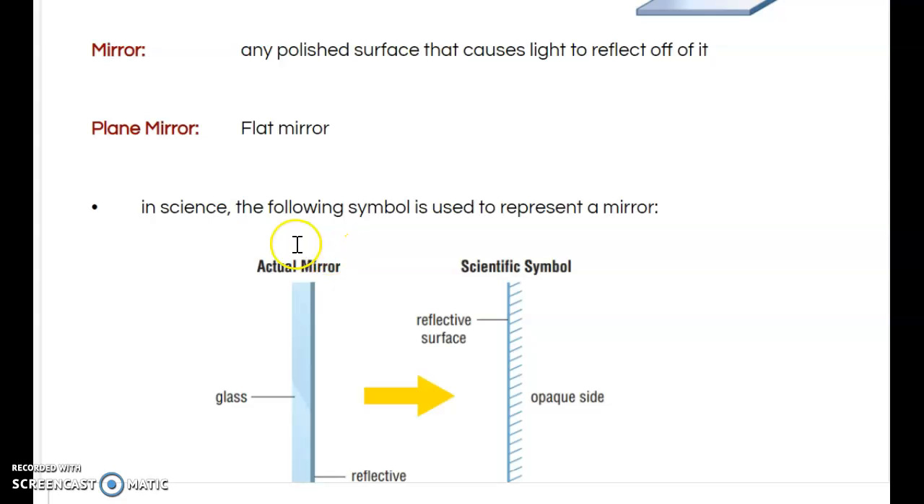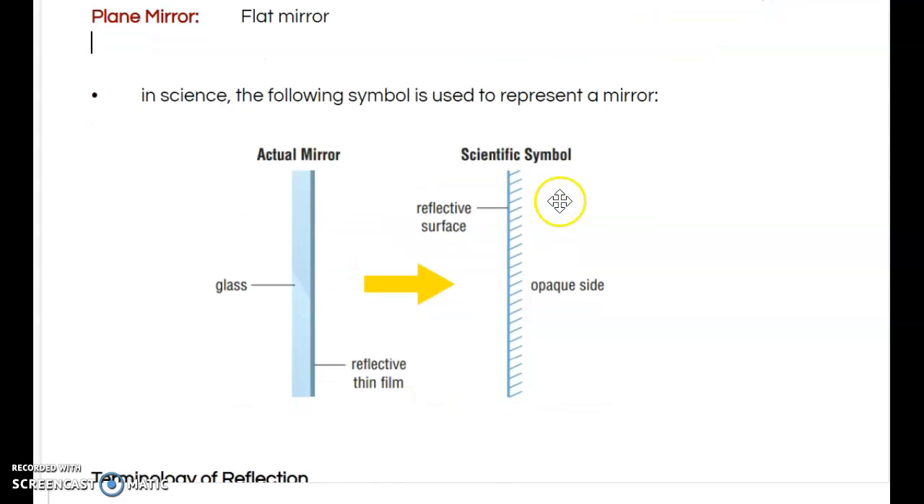Okay. In science, the following symbol is used to represent a mirror. So in real life, this is your actual mirror. Okay, you have a piece of glass, and then behind the glass you have a very thin, flaky layer that you could even peel off, which causes the reflection. Okay, and you have this protective glass here. So this is your reflective thin film, and this is your actual glass. In science, the scientific symbol for a mirror is something like this.